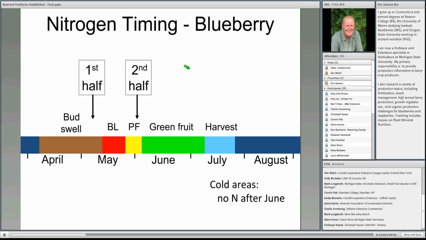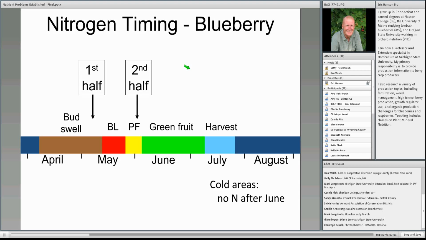And then the other point I wanted to make that you're probably aware of is that if you're growing blueberries in cold locations where winter injury is a concern, then applying nitrogen later than June should be avoided. And the reason is that it tends to reduce hardiness of the bushes going into the winter. So if you're growing hardy blueberries in a less stressful winter location, then you might be able to get by with applying nitrogen a little bit later in the season.